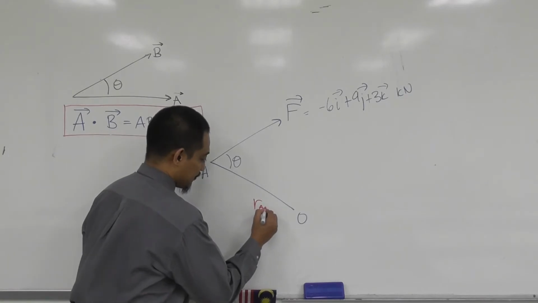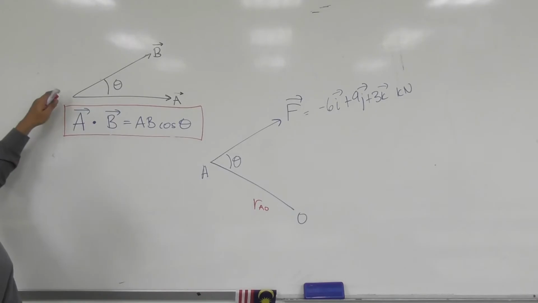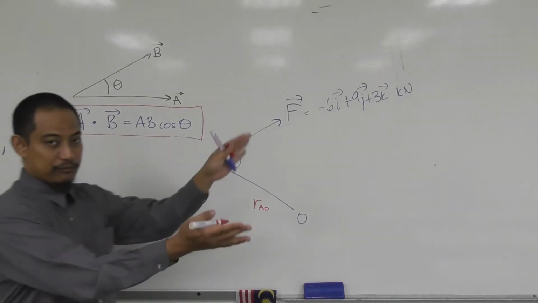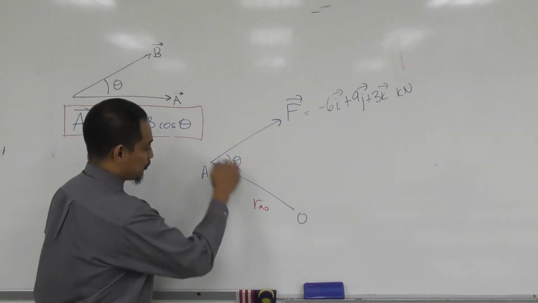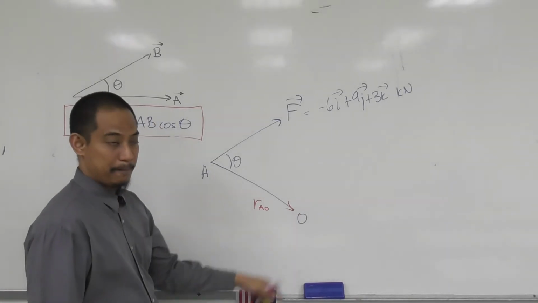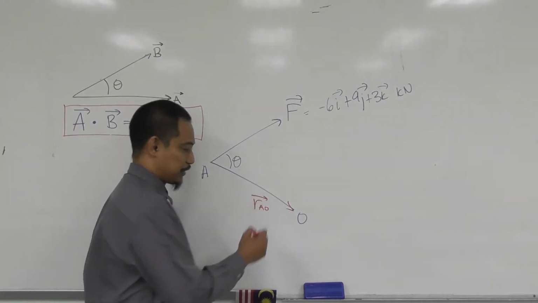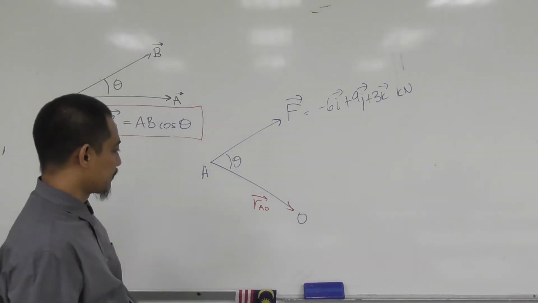R, A, O. Now make sure the direction is correct, because right here, from the same point, it should go out from the same point, right? So it should go in this direction. So meaning R, A, O. Once I get these two vectors, you can proceed with this equation, right?